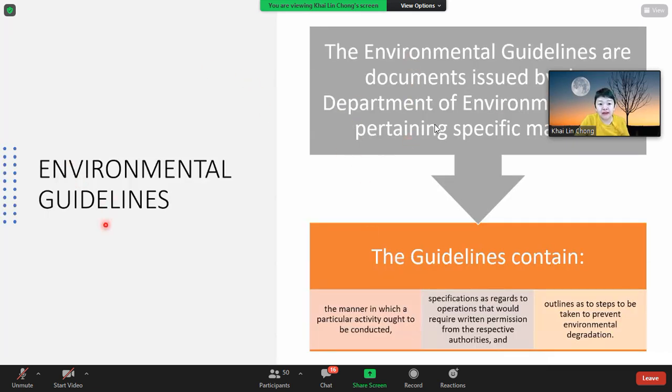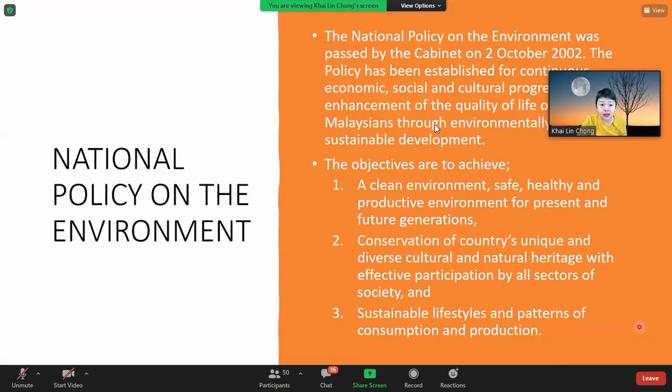So what is environmental guidelines? Okay, so the environmental guideline document issued by the GOE pertaining to specific matters. So the first one is the manner in which a particular activity ought to be conducted. And then specification as regard to the operations that would require the written permissions. And then outline of steps to be taken to prevent the environmental degradations.